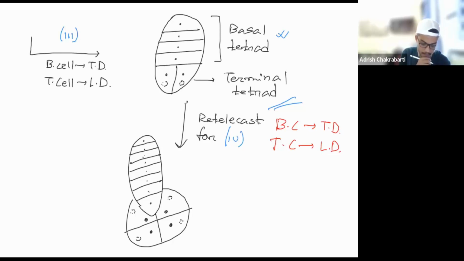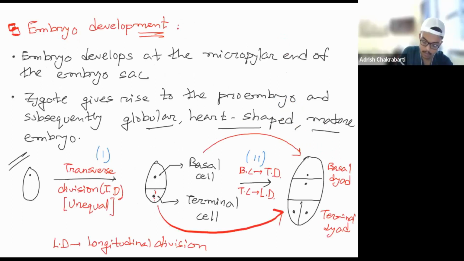So now we are having an interesting observation. Okay. So I think it's very clear up to here. So we had exactly 4 stages. The first, this is the initial zygote, in bracket initial condition. We had the initial zygote. It underwent unequal transverse division forming basal cell and terminal cell.